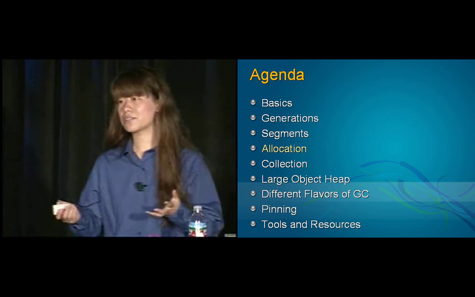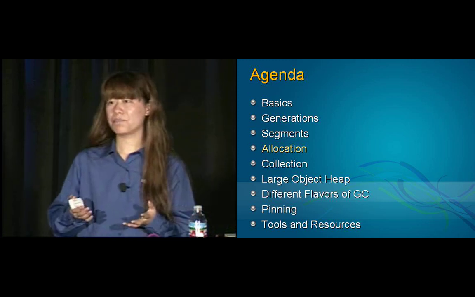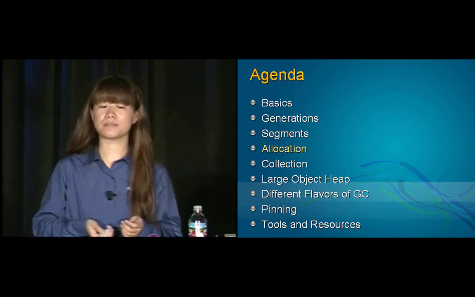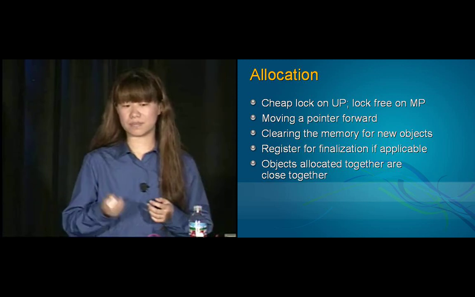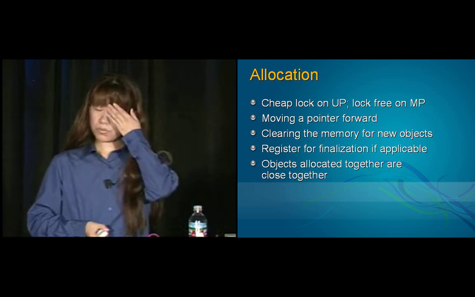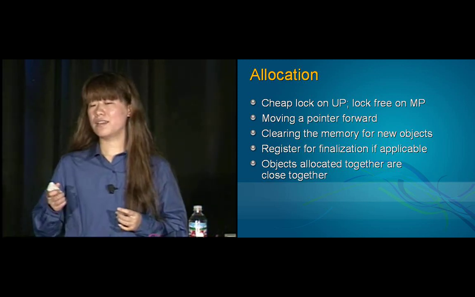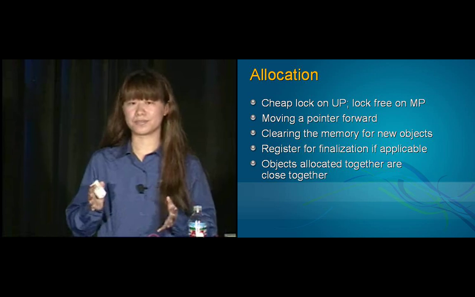Okay, so now we talked about what the managed heap looks like. Let's talk about how we put objects there. That's allocations on the managed heap. So what kind of cost does an allocation on the managed heap include?